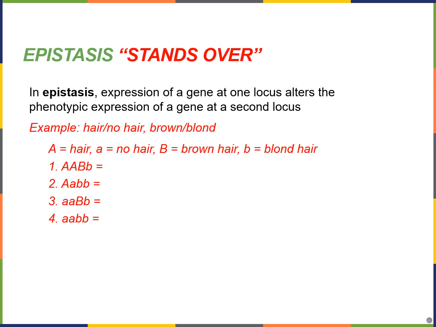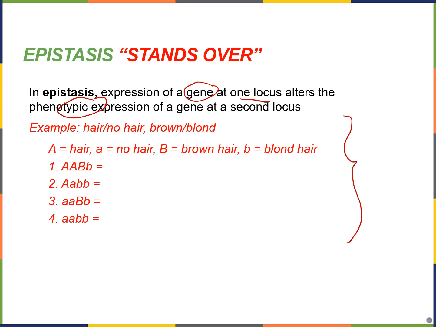Let's start with epistasis. Epistasis means one gene stands over another gene. So the expression of a gene at one location on the chromosome will change the phenotypic expression of a second gene at a different location on the chromosome. So I like to give an example that is not really true. It doesn't happen, but it's easier to understand.